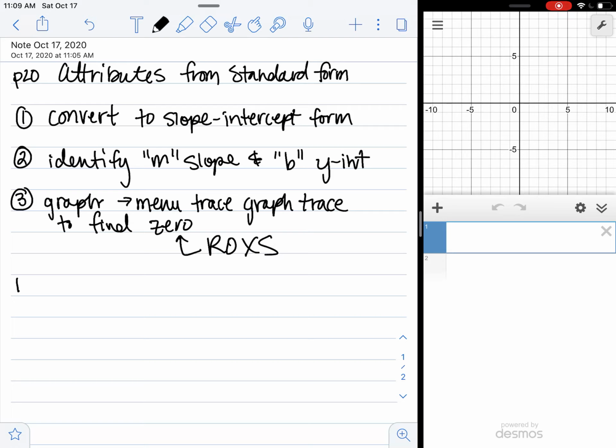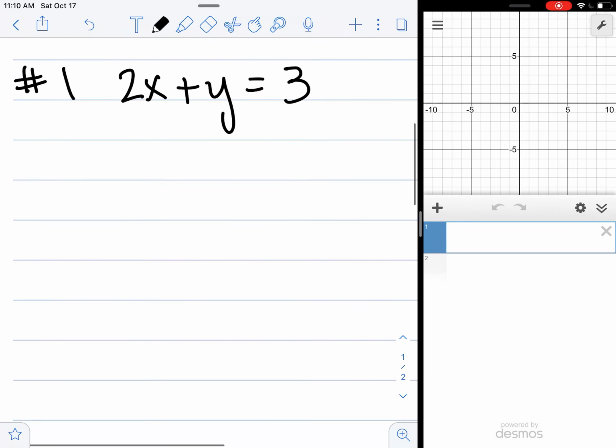All right, let's take a look at number one. Number one, we have 2x plus y equals 3. So we can't just look at this equation right here and say, okay, well, I know what the slope is, because it's not in slope-intercept form. So again, our goal is to get this y all by itself. So in order to do that, we're going to have to subtract our 2x over here. And what we do to one side, we're going to have to do to the other.